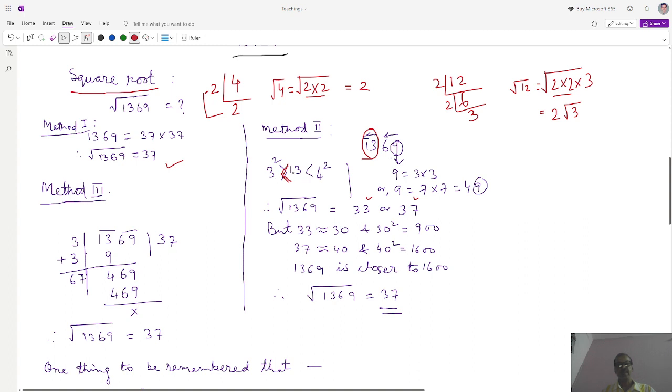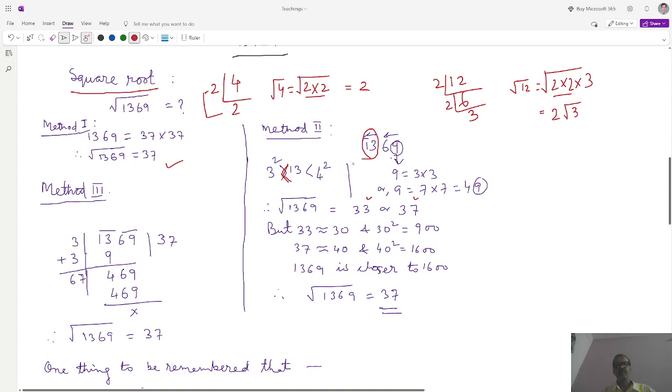13 is less than 9? No. 9 is less than 13. Understand? 3 square, 9 is less than 13. 13 is less than 16. So 13 is in between 3 square and 4 square.